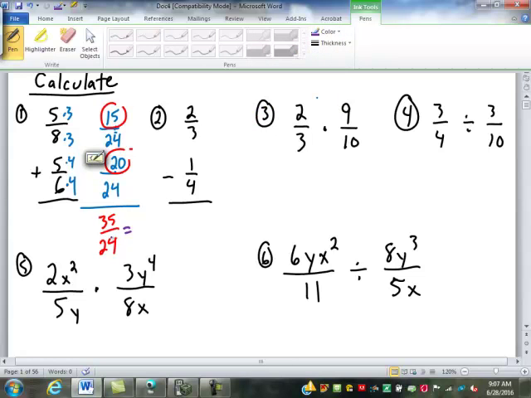No. That's an improper fraction. Now again, my math lab might ask you to leave it as an improper fraction, which is fine. Or if you want to break that down into a mixed number, 24 can come out of 35 once with how many pieces left over? 11. How many of you had 1 and 11 24ths for that one? Good.